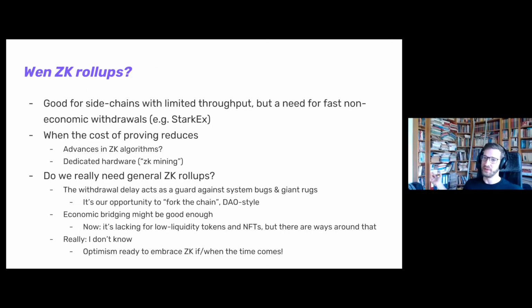And so, when can we expect ZK rollups to be ready? Today it can already be useful for some use cases, to be fair. If you need fast withdrawals and you're okay with limited throughput, you can use them. So StarkWare has a product they call StarkEx, which is basically ZK rollup technology that they license to people.